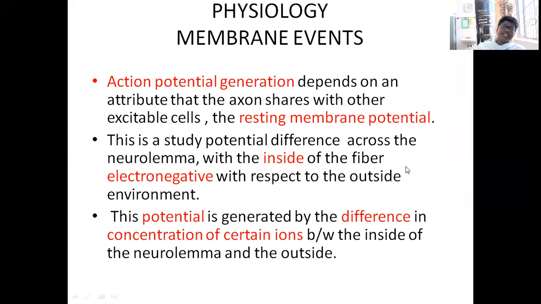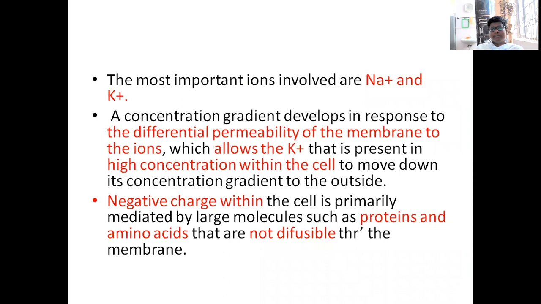Then we will see about the physiology of the membrane events. Action potential generation depends on the attribute that the axon shares with other excitable cells, the resting membrane potential. This is the steady potential difference across the neurolemma with the inside of the fiber electronegative with respect to the outside environment. This potential is generated by the difference in concentration of certain ions between the inside of the neurolemma and outside. The most important ions involved are sodium and potassium.